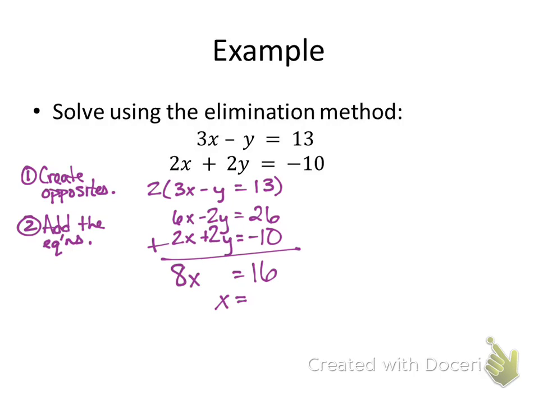Divide both sides by 8. We immediately get the x-coordinate of 2. So the third step, after you add the equations, is now solve. Solve for each variable. We need to end up with an ordered pair in the end.